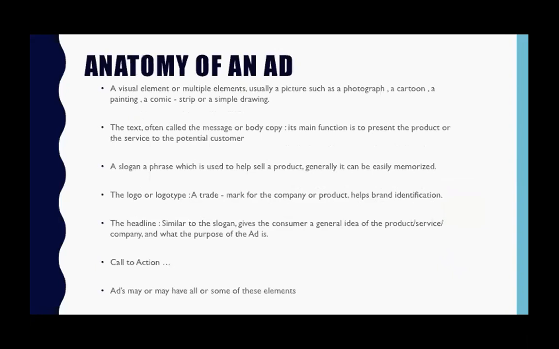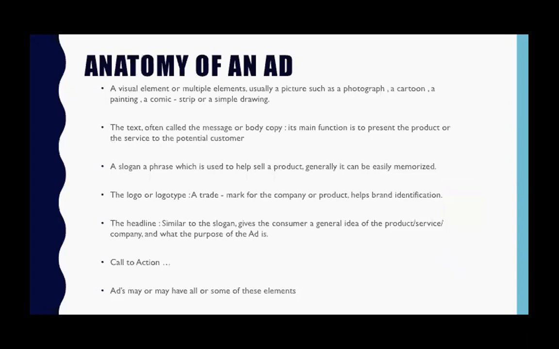Okay, anatomy of an ad. Let's take a look at this because we are going to be creating an ad for this project coming up. So what are the parts of an ad? A visual element or multiple elements, usually a picture such as a photograph, a cartoon, a painting, a comic strip, or a simple drawing is part of the ad, could be the focal point of the ad. Obviously, the text, often called a message or body copy, is part of the ad. Its main function is to present the product or the service to the potential customer.